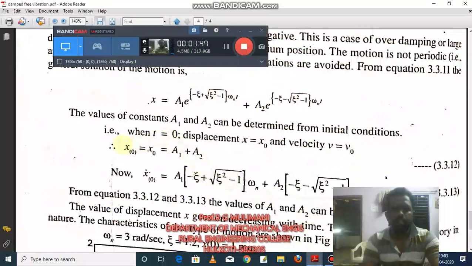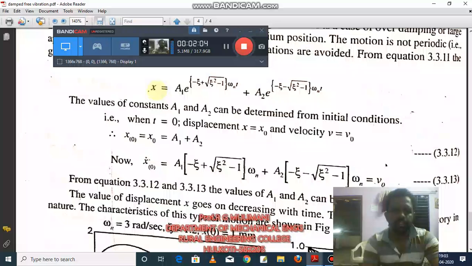Now, to find these two constants, we have assumed the initial conditions. Initial displacement is assumed to be x0, some value, and initial velocity is assumed to be some velocity. Substituting the initial displacement, that is x equal to x0 at time t equal to 0. If t is 0, then the whole term minus zeta plus square root of zeta square minus 1 omega n, when multiplied with t which is 0, is 0. E raised to 0 is 1, so we will see only a1 here.